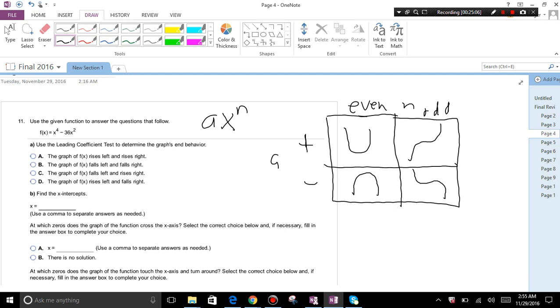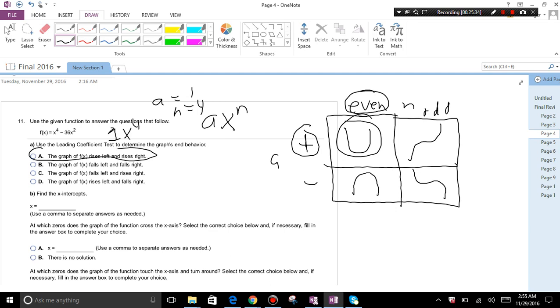So for us, our leading term is 1x to the fourth. Again, if there's nothing in front of the x to the fourth, that means there's a 1. And so A is 1, n is 4, and that fits into this category. A is 1 is positive, and n being 4 makes it even. And so the graph rises to the left and rises to the right. The answer is A.